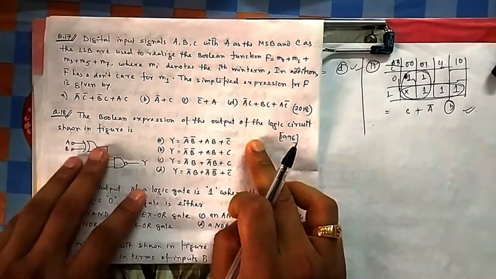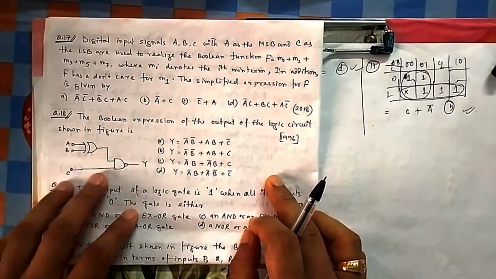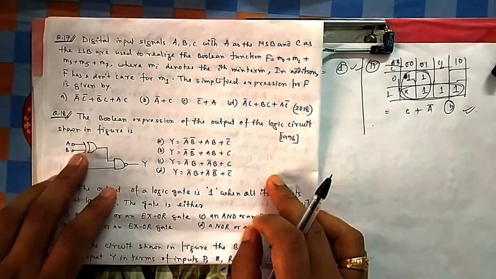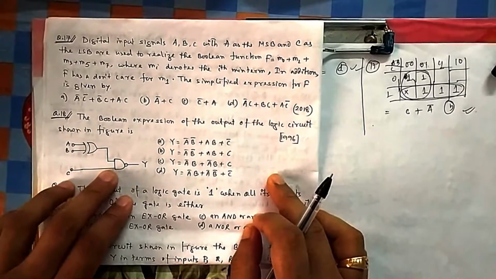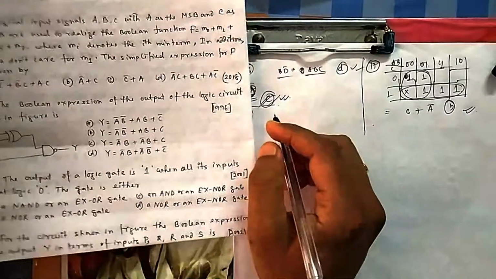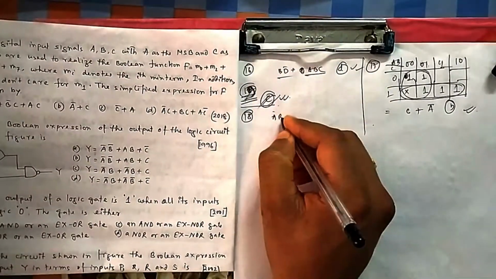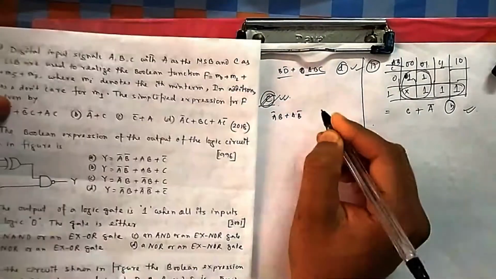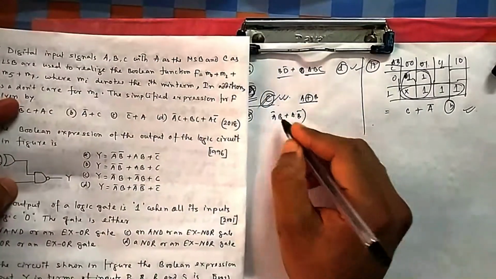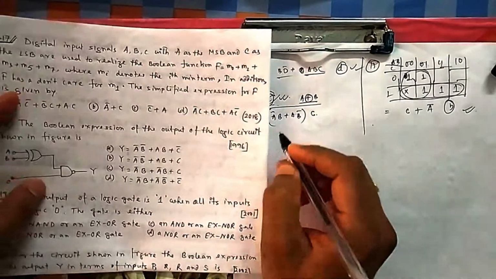Okay, if you see question number 18, the Boolean expression of the output logic circuit is shown in the figure. So you see this one, what is the output logic circuit? It is an XOR of A and B, then it will be multiplied by C, then it is barred. A XOR B we can write as A bar B plus A B bar. This is the way to write A XOR B. So this one is multiplied by C and then the bar. So this is your answer.